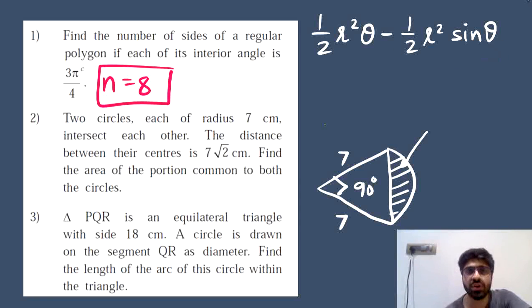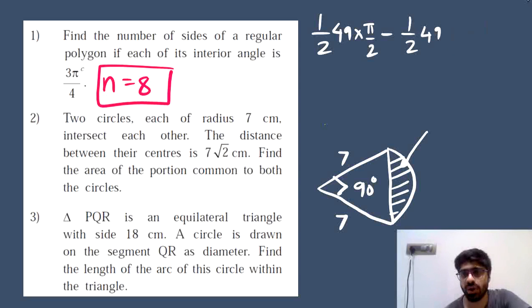So do check out that video in case you are not able to understand this. And if you are able to understand it in one line, then the formula is half multiplied by the product of any two sides multiplied by sine of the angle between the two sides. So here the radius is 7, r square would then be 49, theta is 90, but I need to write that in radians, so that would be pi by 2. R square, like I said, is 49, sine theta would be sine of 90, which is equal to 1.